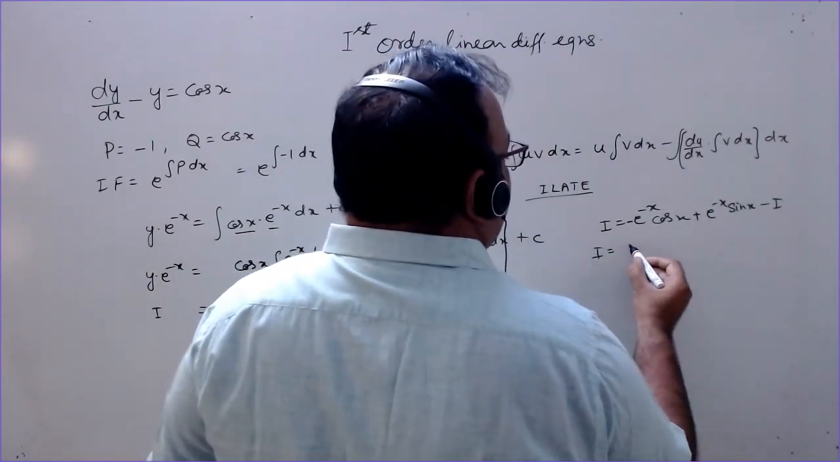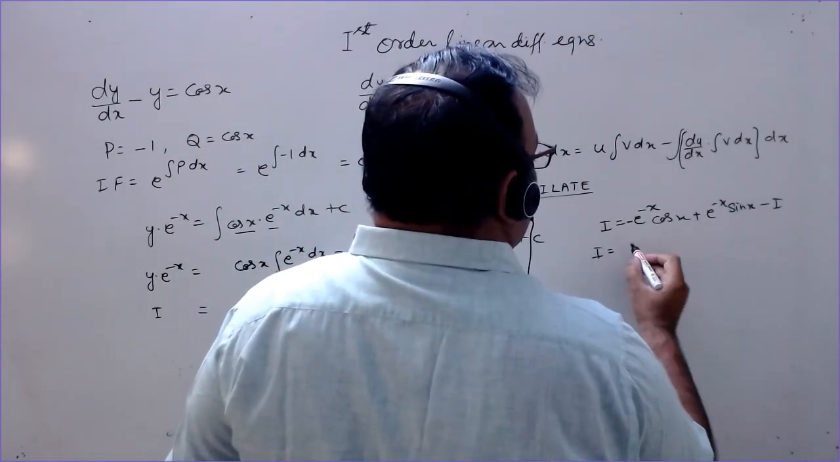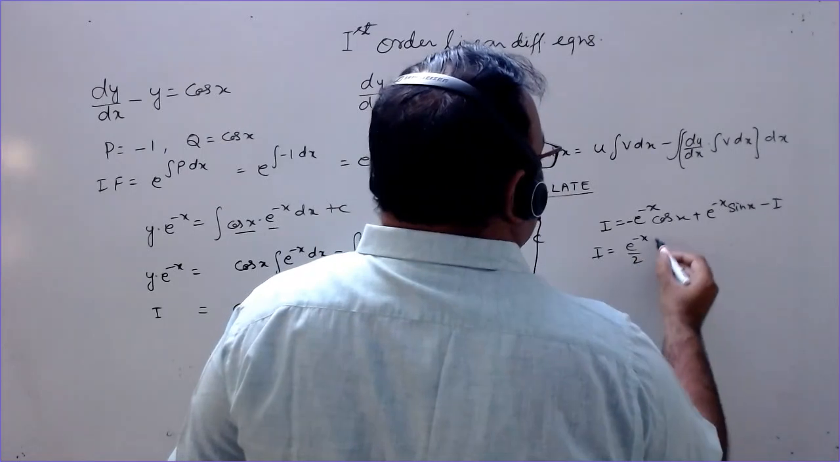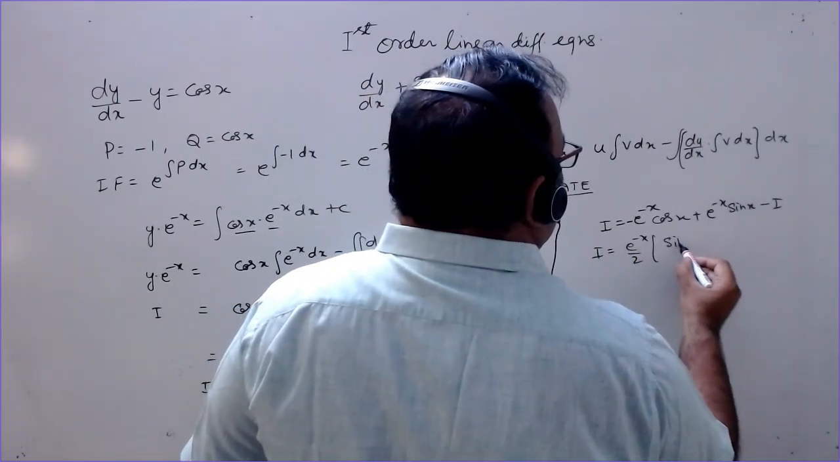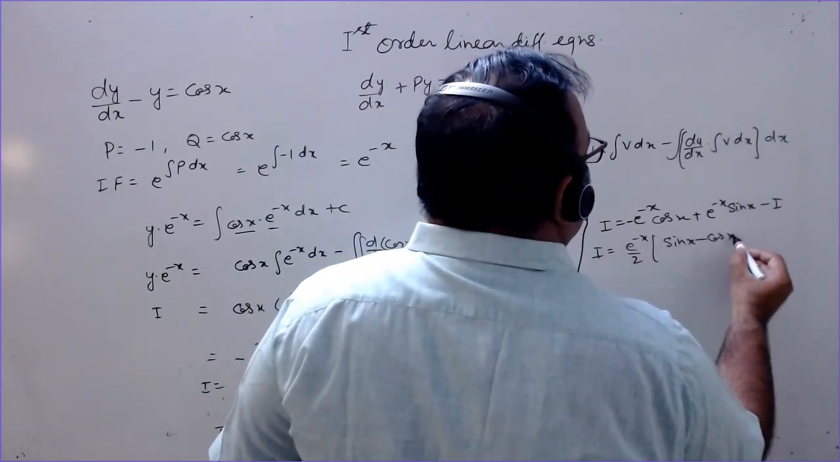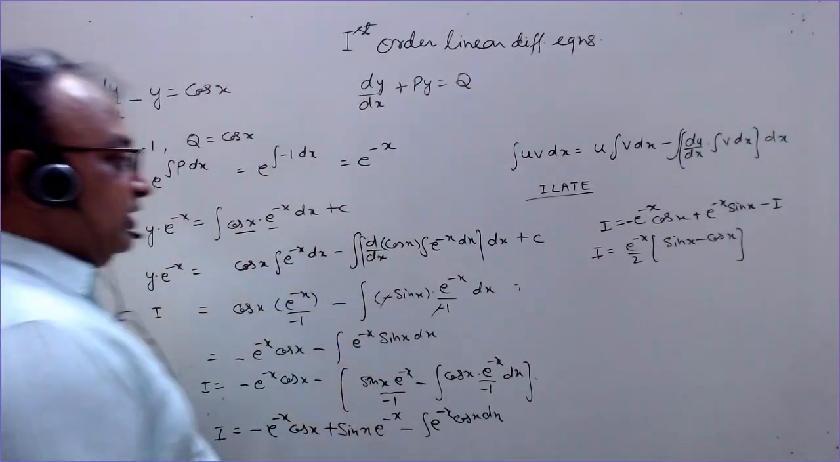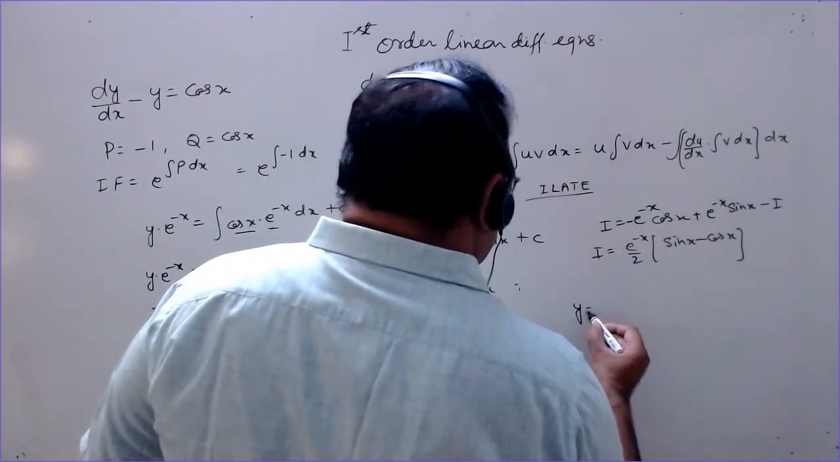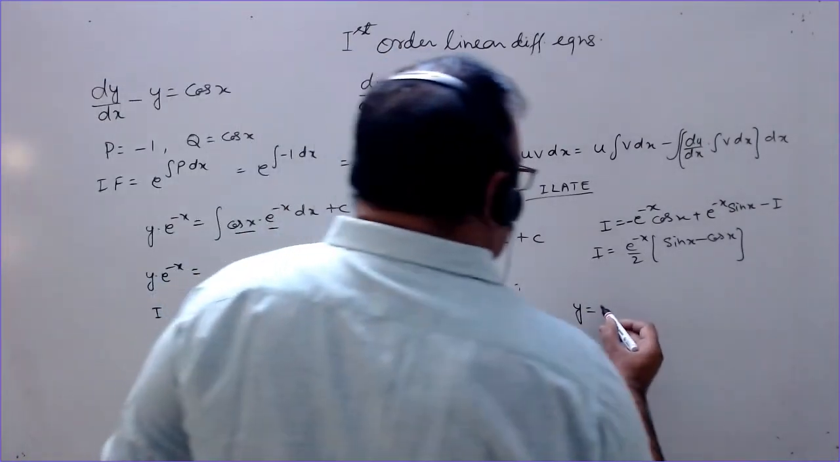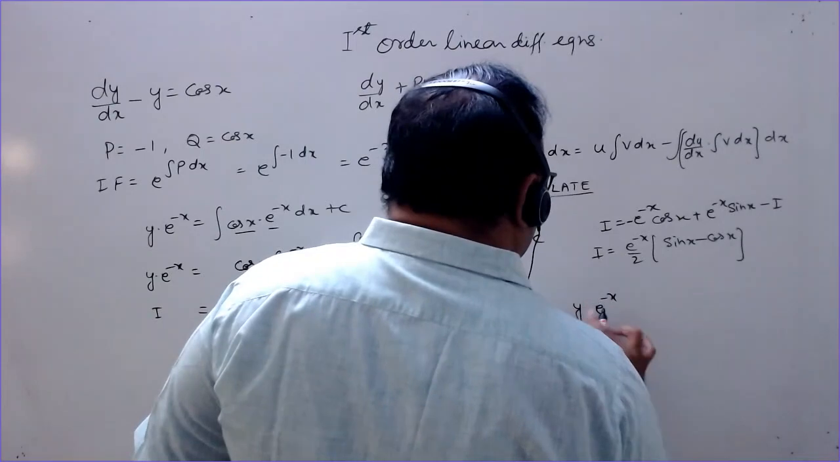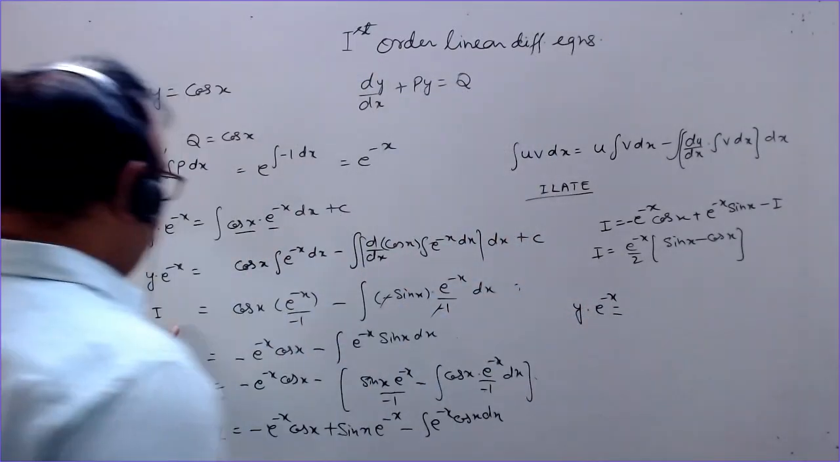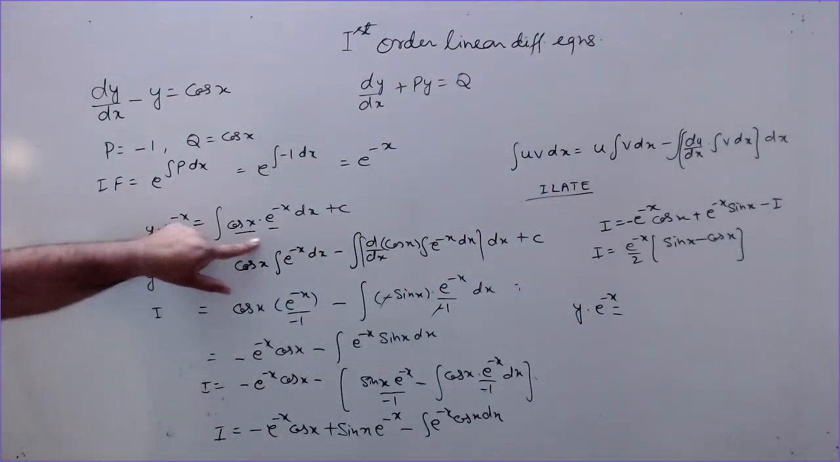So I can be written as equal to half of, taking e to the power minus x as common, sin x minus cos x. So this value you can put to get the solution. So the solution is y into e to the power minus x is equal to this value of this integral.